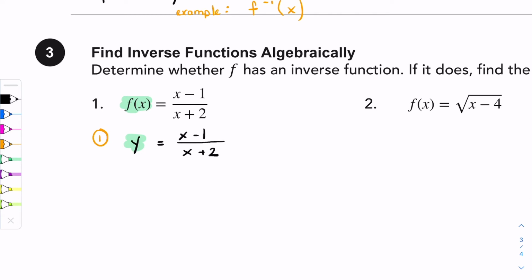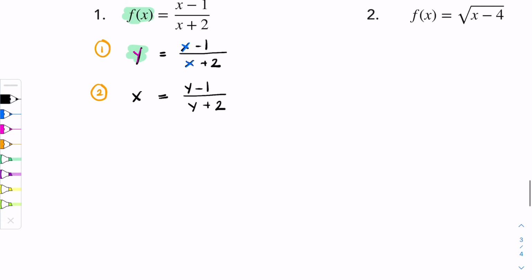The second step tells us to switch our x and y variables. Where I see that I have a y variable, I'm going to replace that with x. And where I see that I have an x variable, I'm going to replace that with y. The third step is to solve for y.